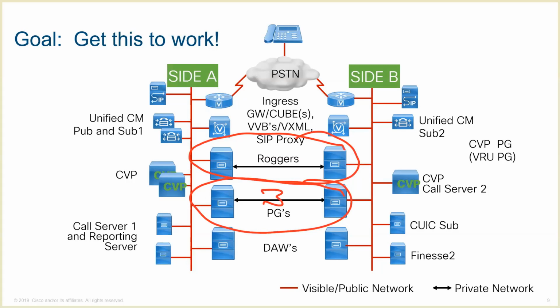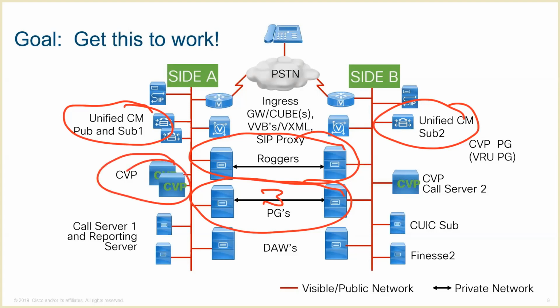A PG that's going to be talking to call manager cluster, some on side A and some on side B. Another PG talking to some media routing stuff, not listed here or required to make it work initially. And a third PG to talk to our CVP servers. So I got 2 call servers. One of these is actually a reporting server. It actually says so right there.